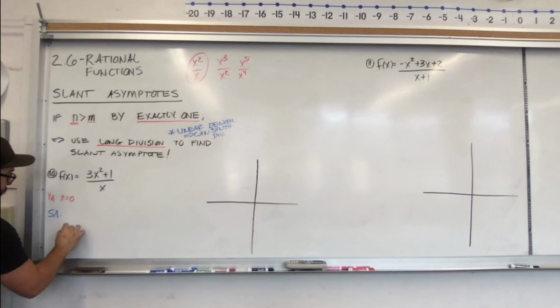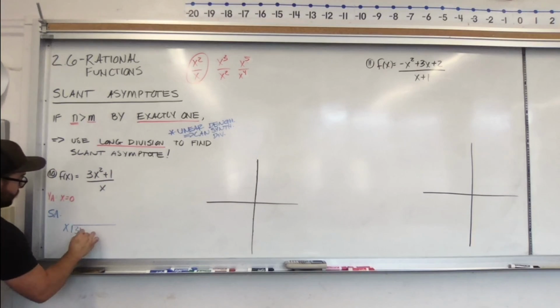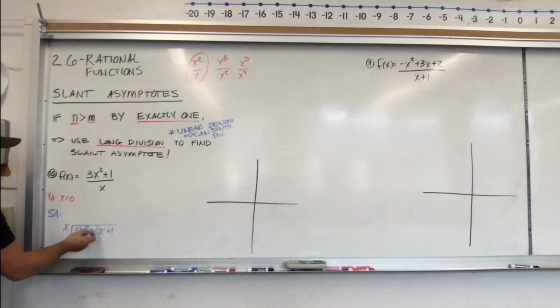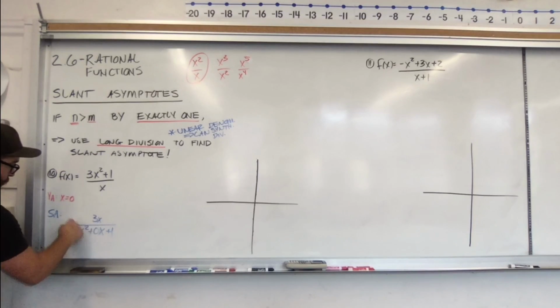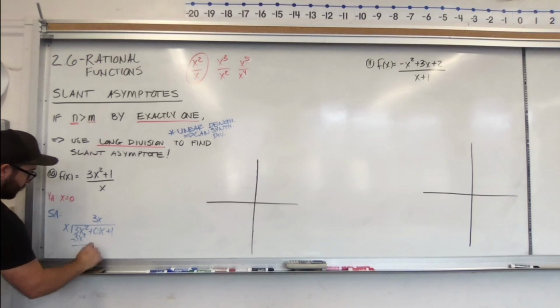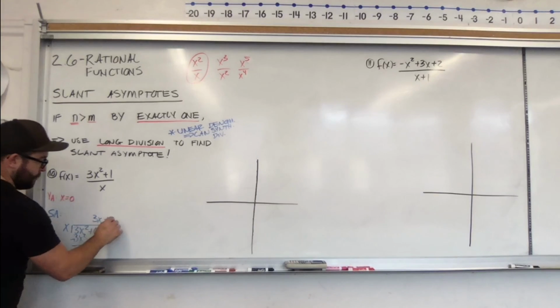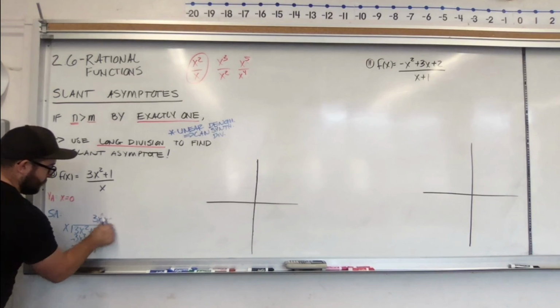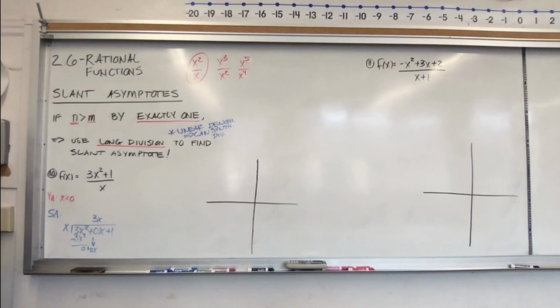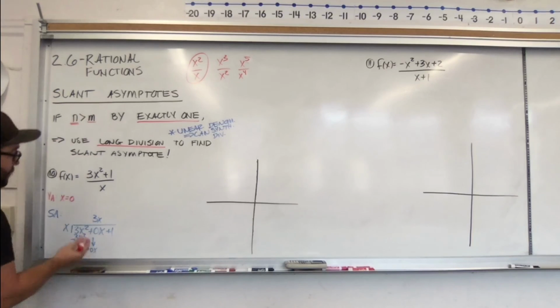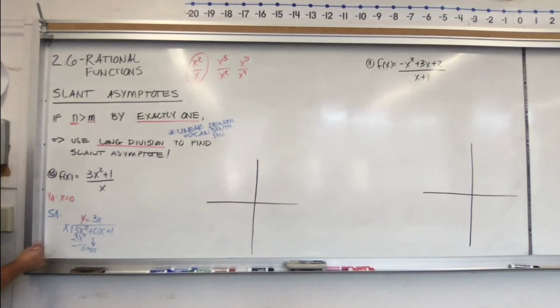So x into 3x squared, and plus 0x, right? We need that placeholder plus 1. Well, x times what is 3x squared? 3x. Multiply it, we get 3x squared is a 0. We bring down the 0x, so 0 times what is 0x? Well, plus 0. That doesn't really help us with anything. So what we get as the quotient, again, the remainder does not come into effect when we're looking at slant asymptotes, is this guy right here. So that y equals 3x.